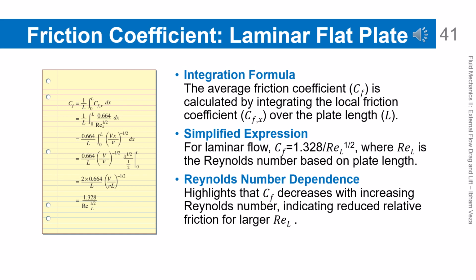Average friction coefficient for laminar flat plate flow. The average friction coefficient is obtained by integrating the local coefficient along the plate. For laminar flow, the relation is CF equals 1.328 divided by Re_L to the 1/2. This equation shows that the friction coefficient decreases as the Reynolds number increases. This means that relatively, friction effects become smaller at higher flow speeds or longer plates. This formula is very important in engineering calculations.